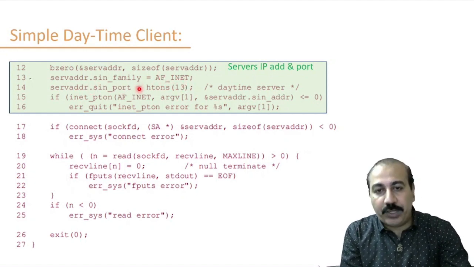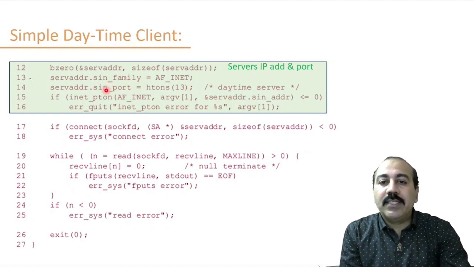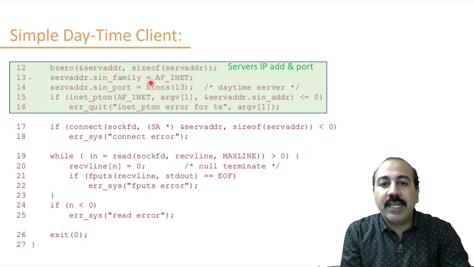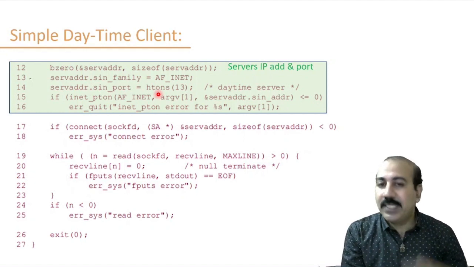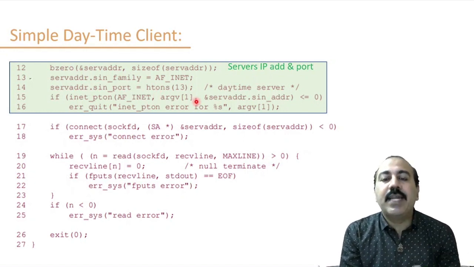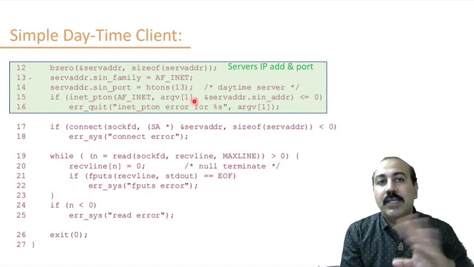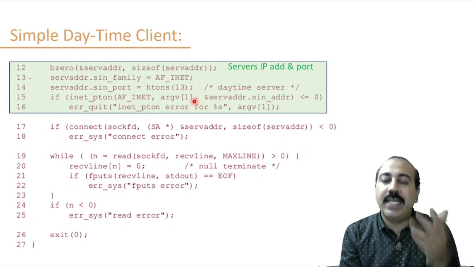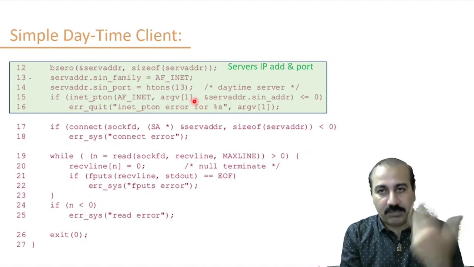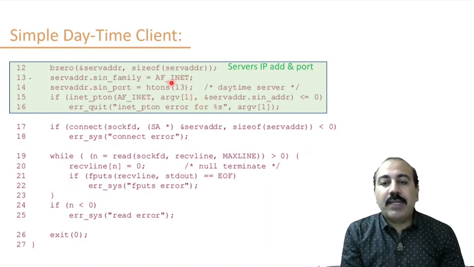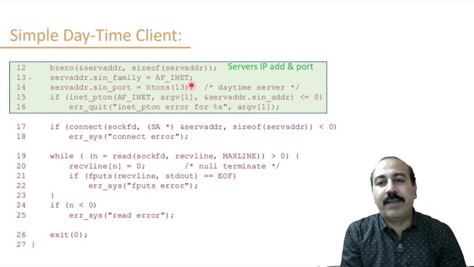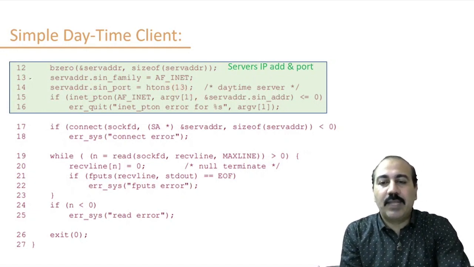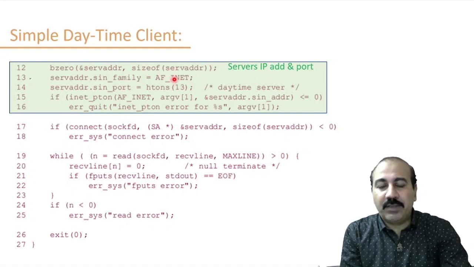And then sin_port, what does this port mean? The port tells which port number I am assigning to the server, because without the server's address I cannot establish the connection. So I need the server's IP address and I also need the server's port number. Which application, or where exactly in that machine, you want to send a request. So I am using port number 13, a well-known port which supports this daytime type of simple service or application.